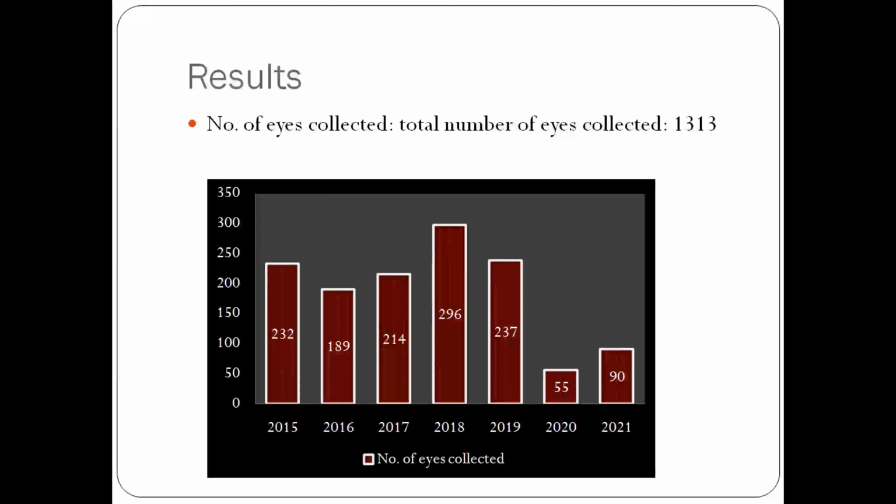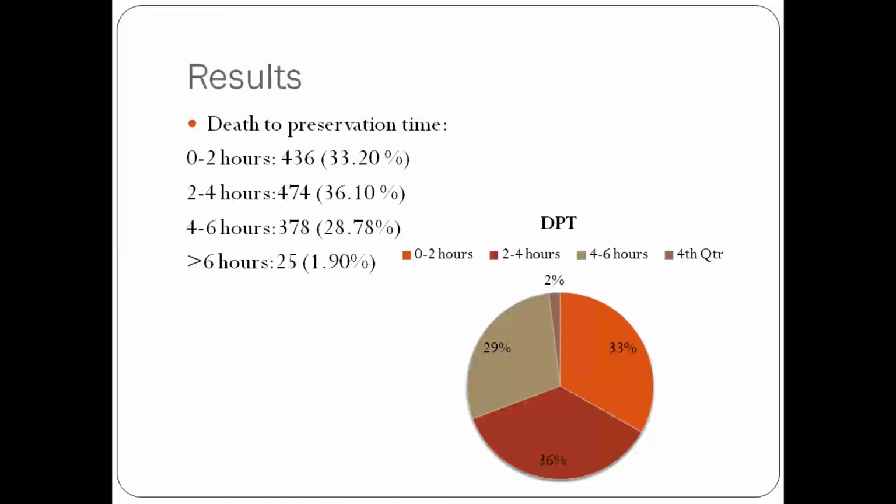2017, 214 eyes were procured. 2018, 296 eyes were procured. 2019, 237. Whereas during COVID 2020 and 2021, only 50 and 90 eyes were procured respectively. Death to preservation time: a total of 436, 33.20% of tissues were procured within first 2 hours of death. 2 to 4 hours, 474 tissues were procured, 36.1%. 4 to 6 hours, 378 tissues, 28.78%, and more than 6 hours, only 25 tissues were procured, 1.90%.